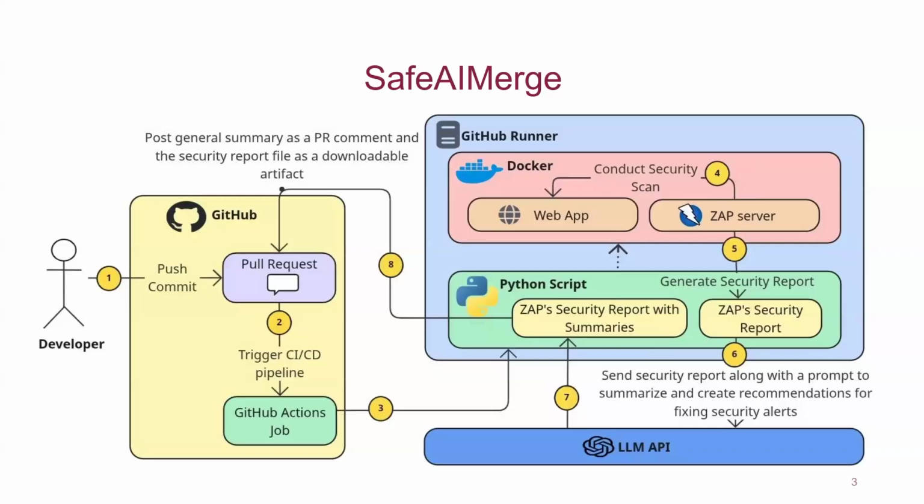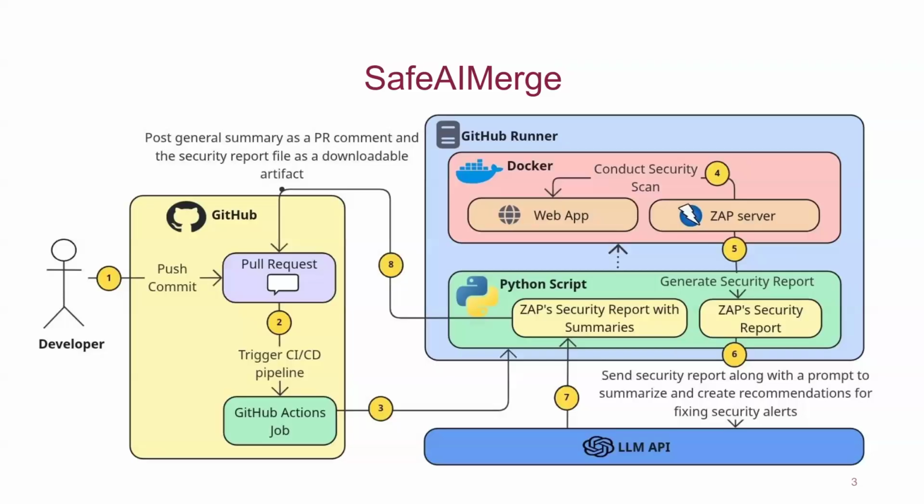Step 6. The security report is then passed into our Python script, which forwards it along with a carefully designed prompt to an LLM API. Step 7. The LLM takes the raw Zap report and generates a summarized version, including user-friendly explanations and recommendations for fixing the identified security alerts. It also generates a final summary.